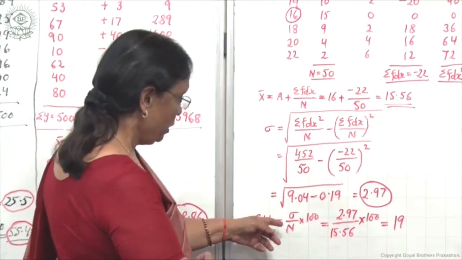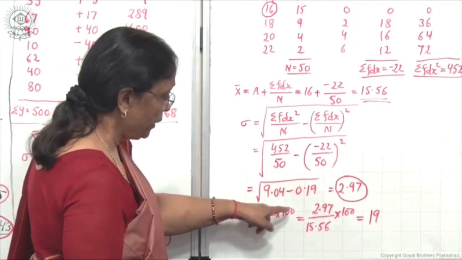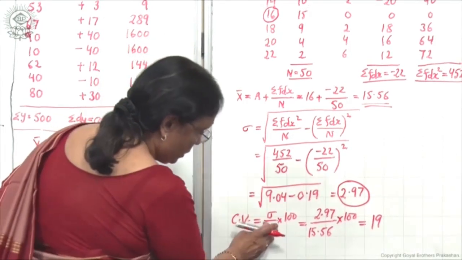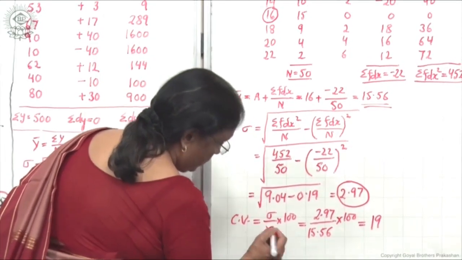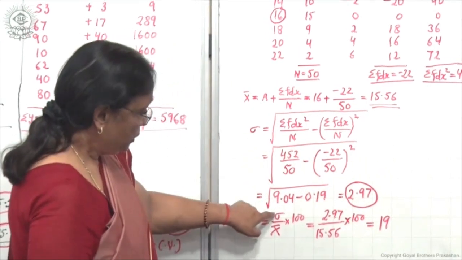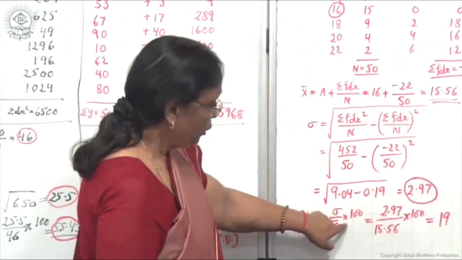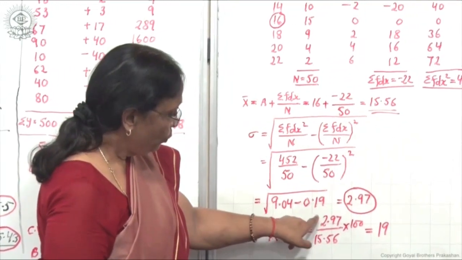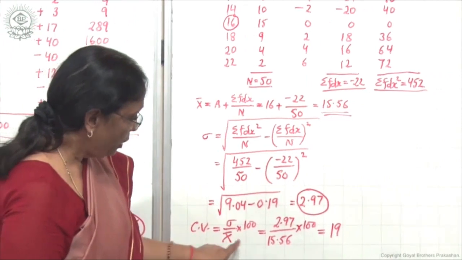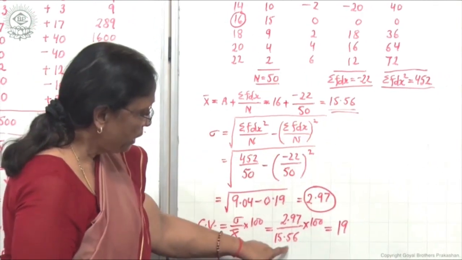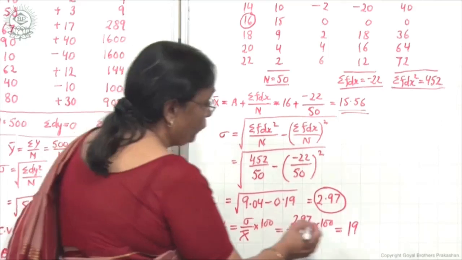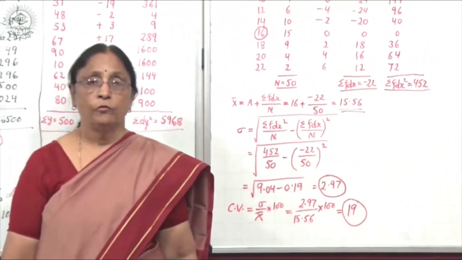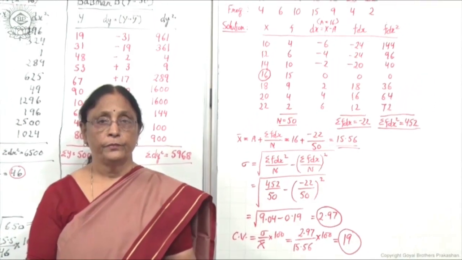And for the coefficient of variation, standard deviation upon mean into 100. The mean, x bar, is 15.56. So 2.97, this standard deviation, upon x bar 15.56 into 100, and the coefficient of variation is 19. This is your answer for the discrete series, right?